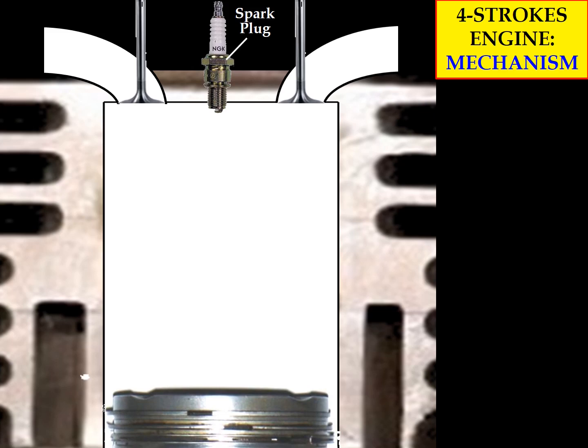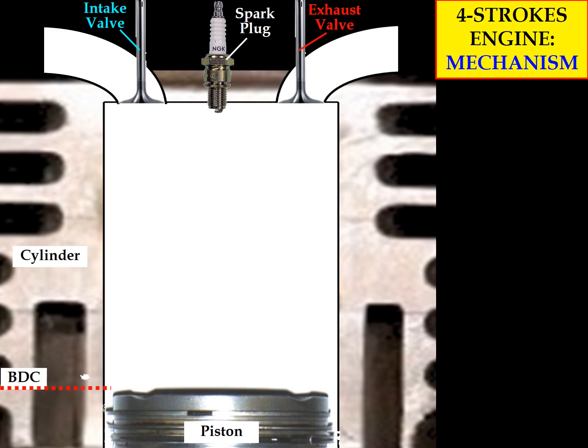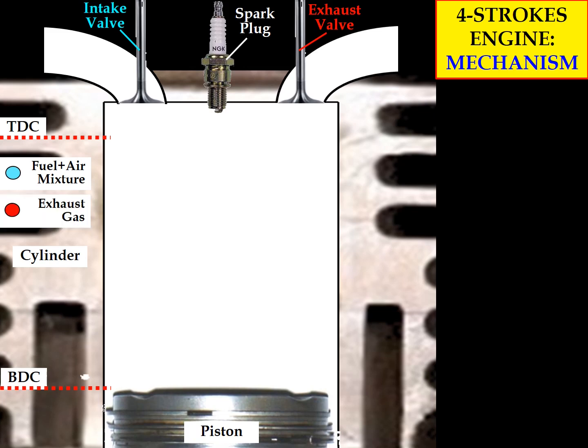We have the spark plug, which means the mechanism that I will explain is the four-stroke engine for the spark ignition engine. We have the cylinder, piston, intake valve, exhaust valve. We have the position for bottom dead center, BDC, and the position for top dead center, TDC. In this explanation, I will use a blue color circle to represent the fuel plus air mixture, and a red color circle to represent the exhaust gas or combustion product.